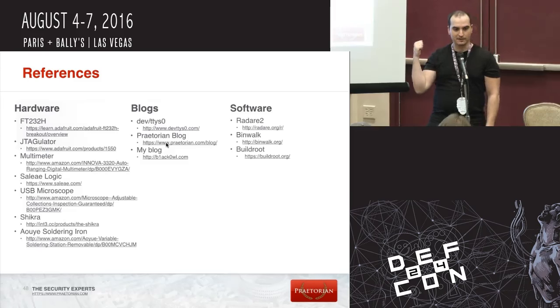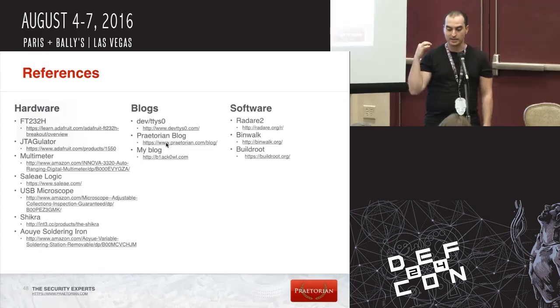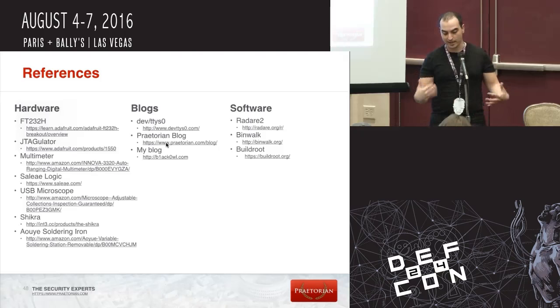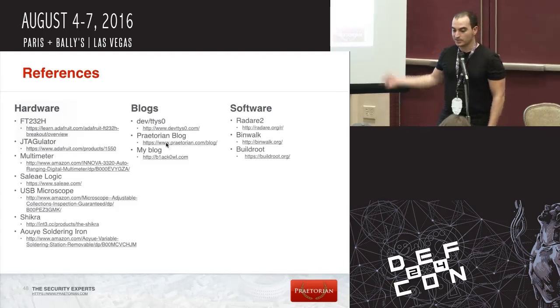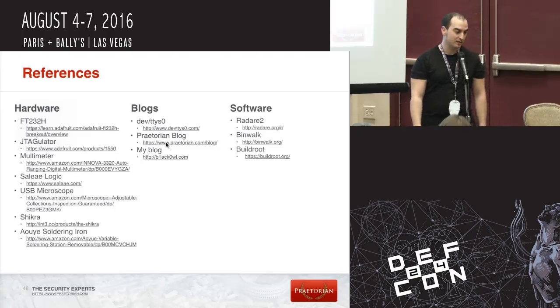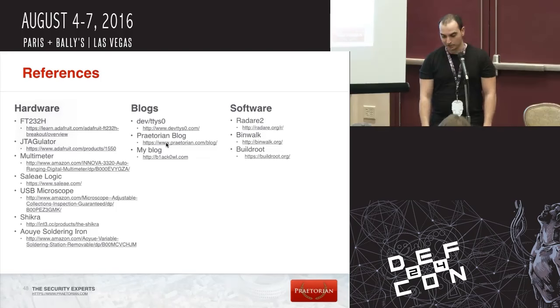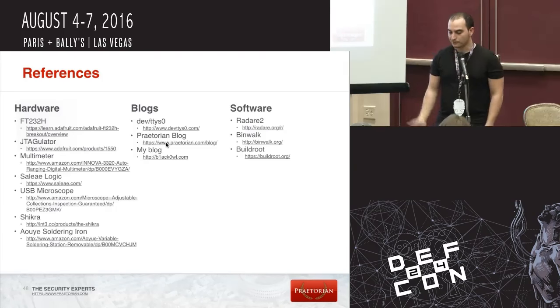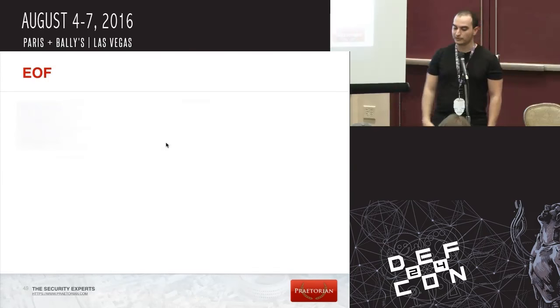I can put this out online if anyone wants it. You guys take pictures too. The multimeter that I use and the USB microscope, literally Amazon, came in, tried it out, worked great. Nothing crazier than that. But the one thing I use a lot is the FT232 by Adafruit, it's $15. The equivalent is the Shikra, which is $50, has a little bit more to it, but it's the same chip. So depending on your budget, you may want to go that route.